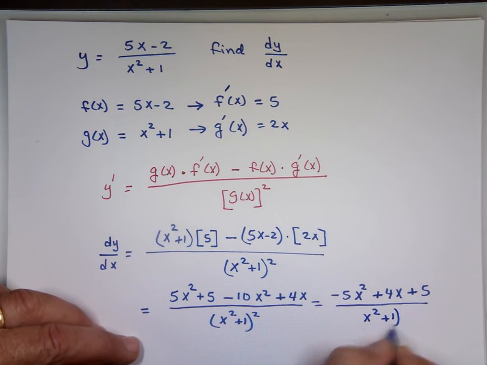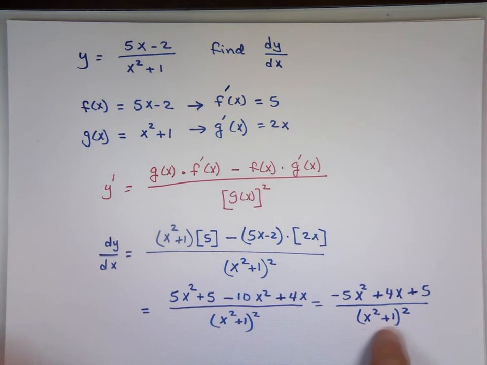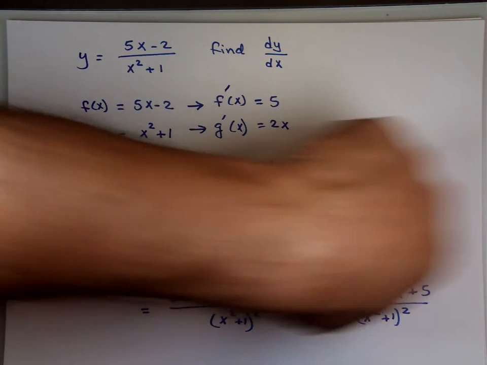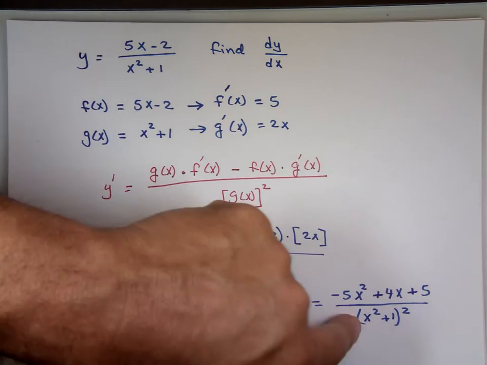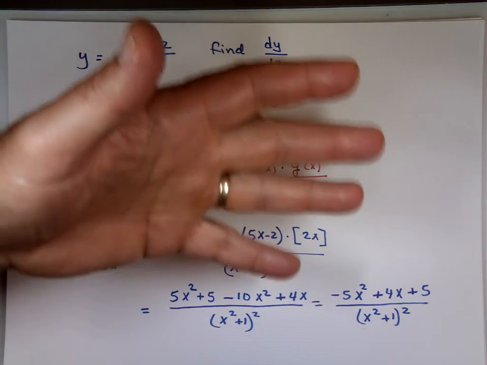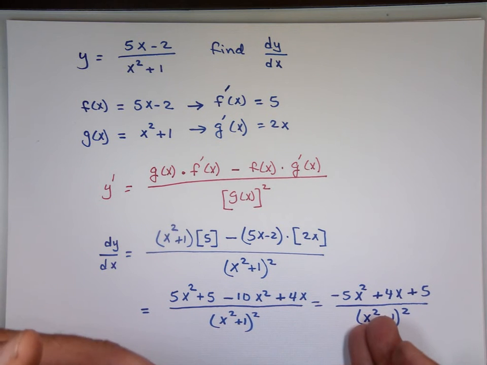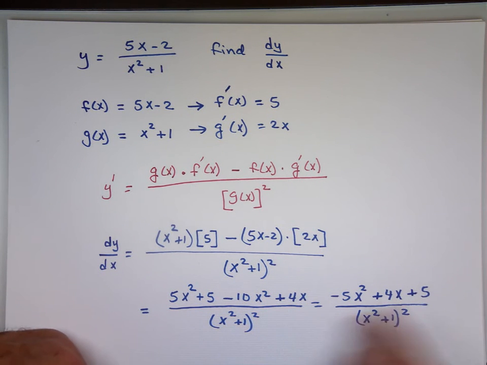The reason I like to leave the bottom the way it is, in some cases you might be able to factor the top, and one of the x squared plus 1 might cancel out. So that's why you want to leave it like this. Because if you do the math, oh, guess what? I have x squared plus 1 on the top. Now let me cancel it with the bottom. And you end up losing one of them.